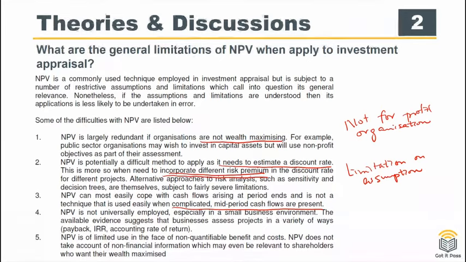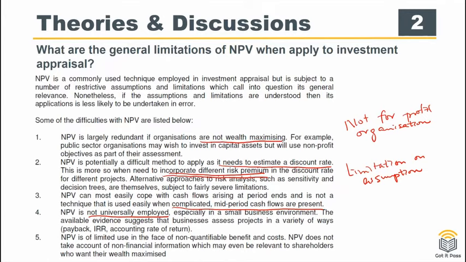The fourth one is that it is not universally employed. For example, in the SME, small business environment, they don't like to use the NPV because it's too complicated for them. They would prefer the payback, accounting rate of return, or even the internal rate of return, the IRR.